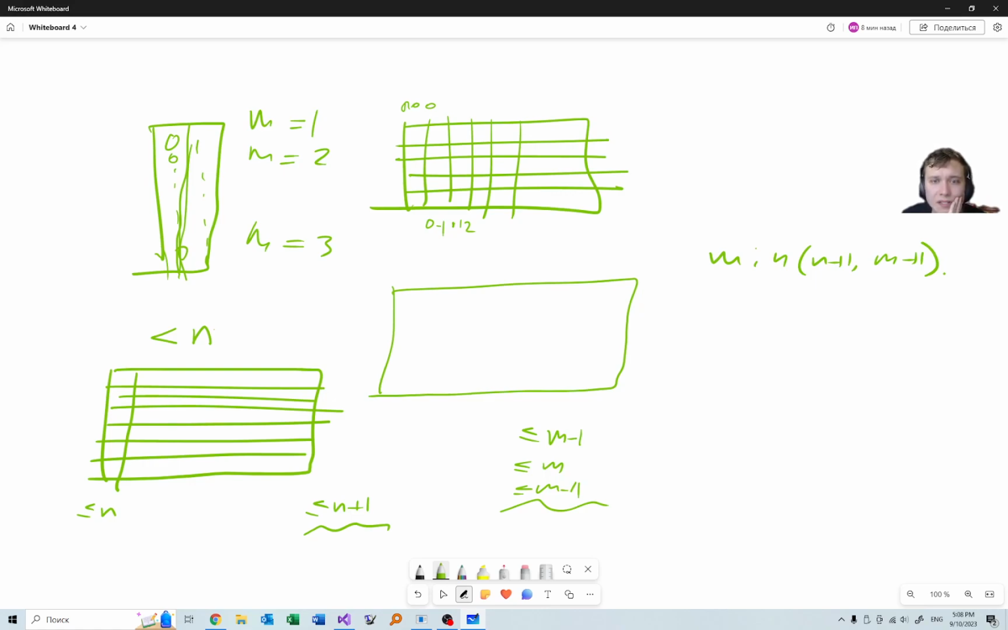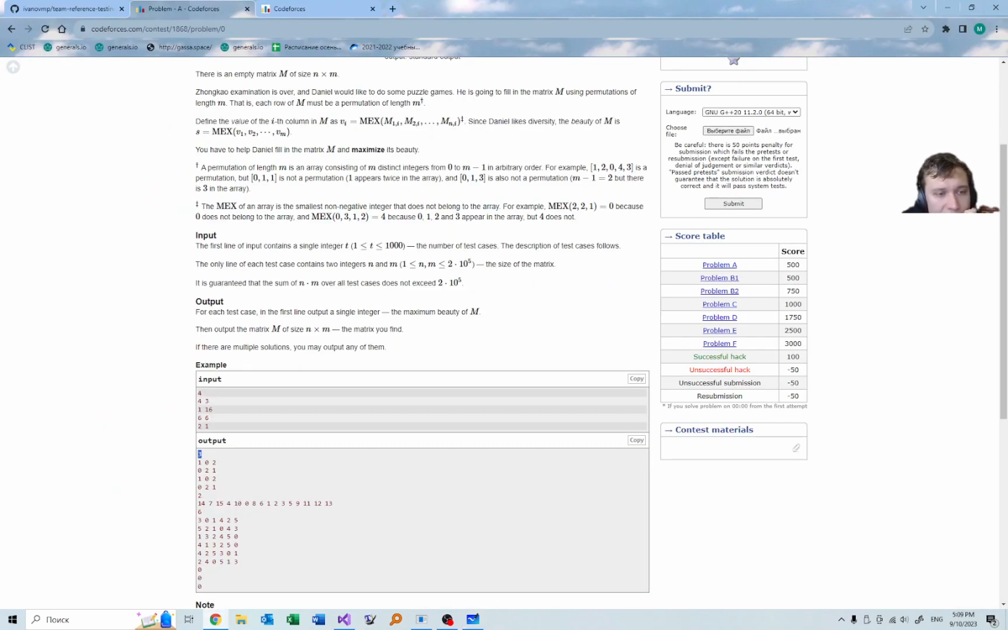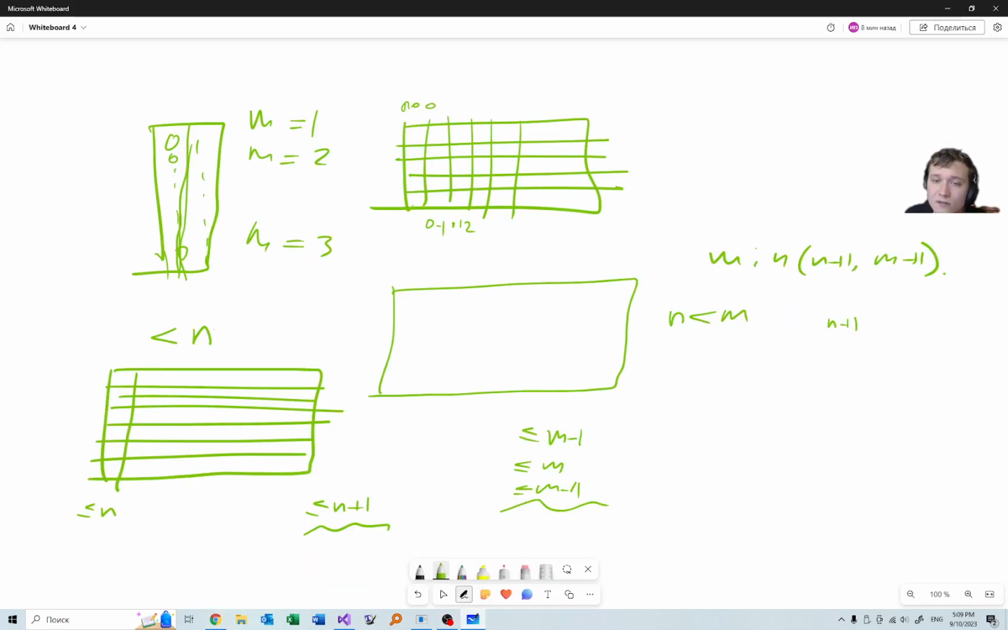So, for example, let's assume that n is less than m. Can we get n plus 1? Let's see in the samples. 2, 6. So maybe the answer is yes. So if n is less than m, we actually maybe can make n plus 1. But how?